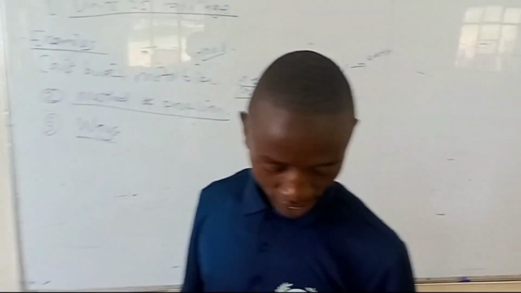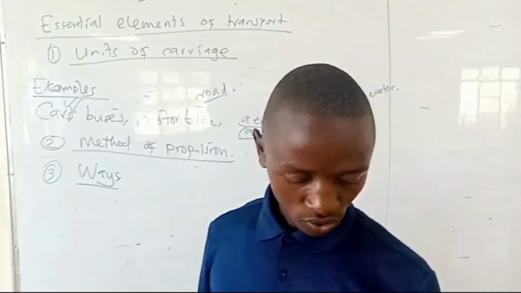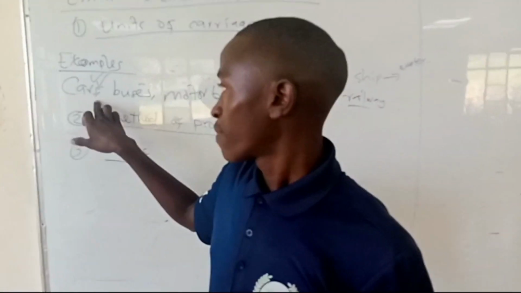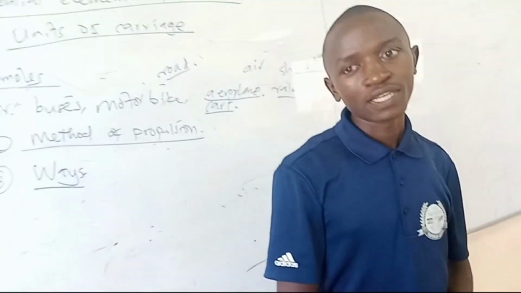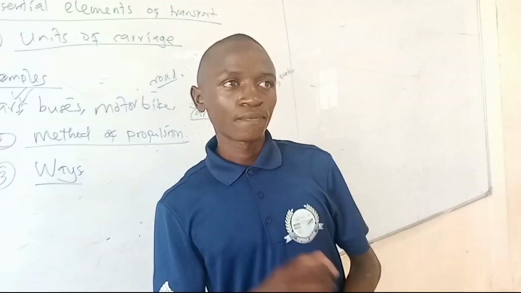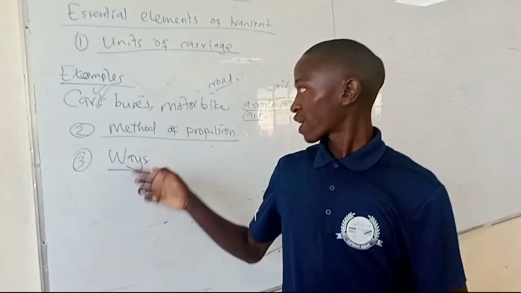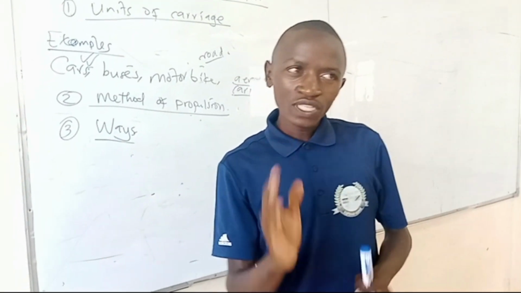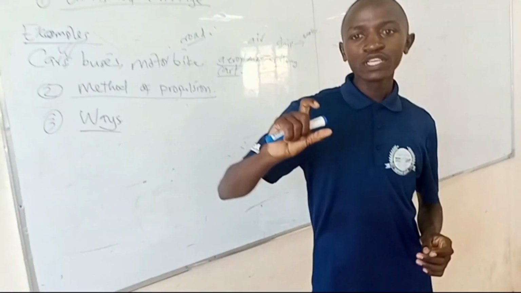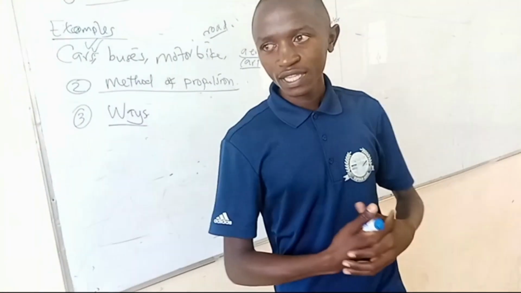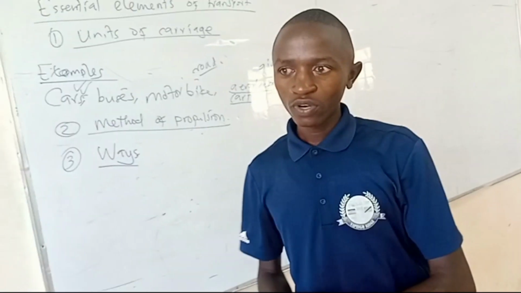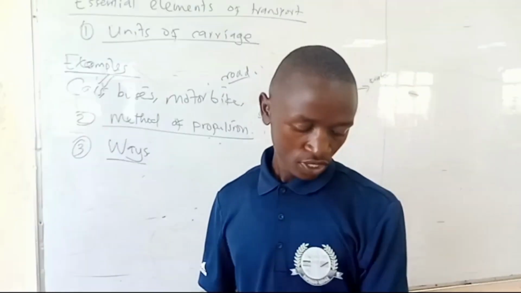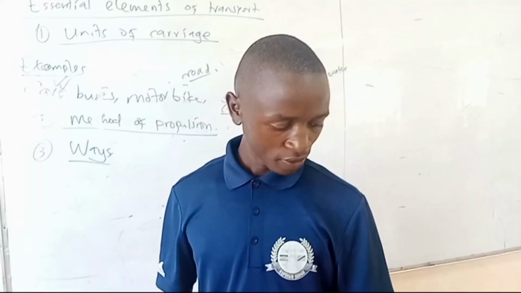And lastly, we are going to talk of the terminals or terminuses. If you were carried by a car or bus, it will drop you at the bus station. If you were carried by an aeroplane, it will drop you at the airport. Terminuses refers to the places where you offload or load goods and people. So that is the end of this lesson.